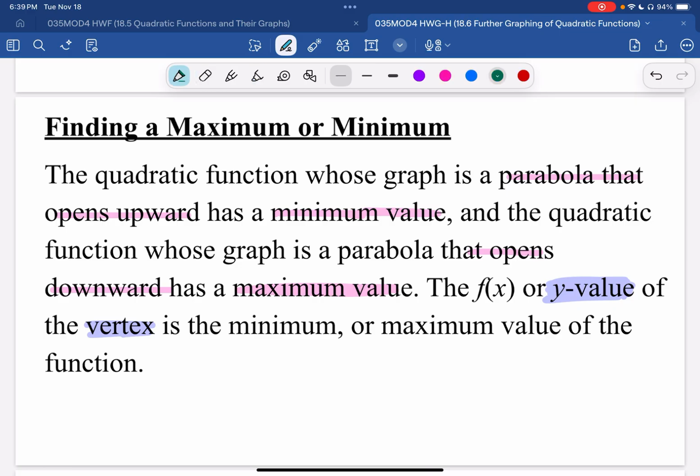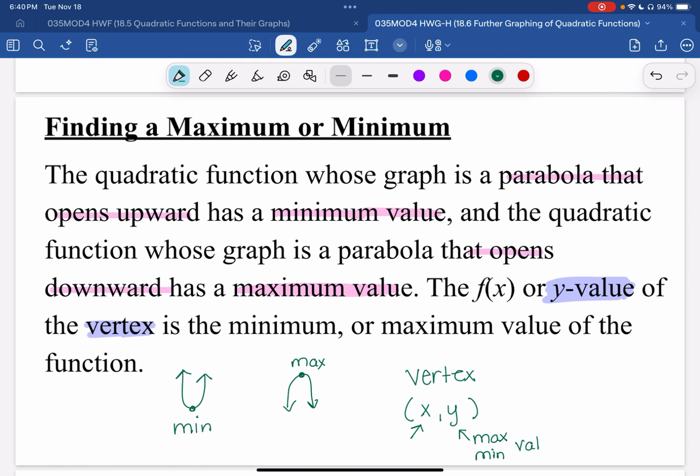So when we're finding a minimum or a maximum, if it opens up, it's going to be a minimum. If it opens down, it's going to be a maximum. We're going to find the vertex, but we want to make sure that in that vertex, we have an x and we have a y. The actual maximum or minimum value is going to be right here at the y. So the max or min value.